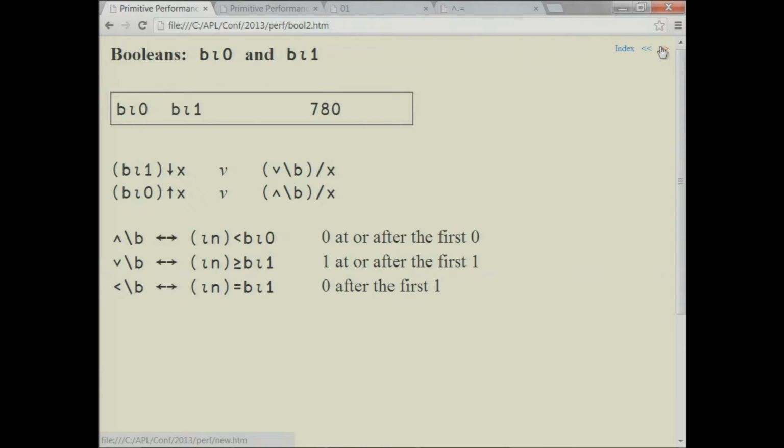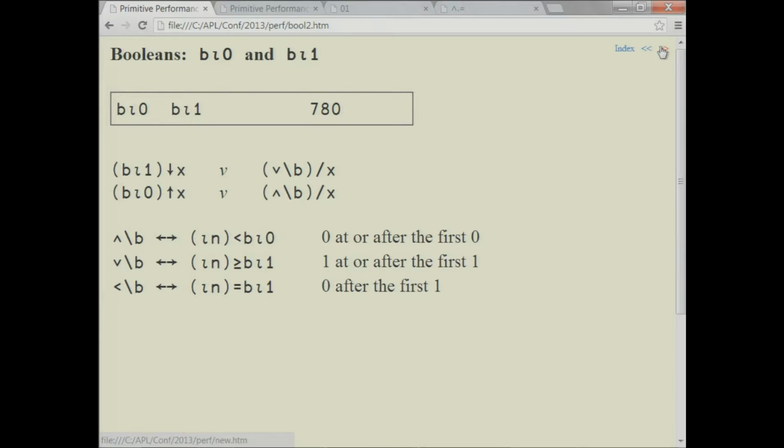The second Boolean function improvement that I want to focus on is b index of 0 and b index of 1, where b is a Boolean vector. This came about because in May of 2012, Arthur Whitney said on the K mailing list that the APL scans are not that useful, but b iota 0 and b iota 1 are much better. So whenever Arthur says something, I've learned that it pays to pay attention.